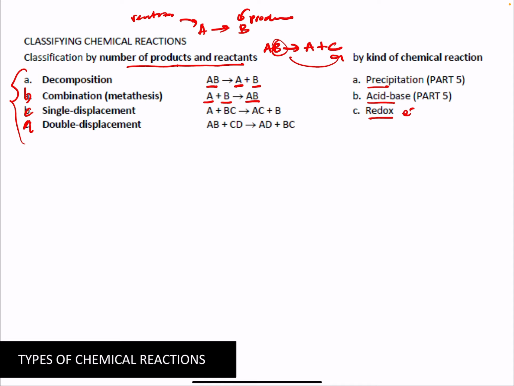Single displacement, sometimes people say single replacement. I have something and a compound, right? A single element and a compound. And you can see that they switch partners. So B was paired with C. Now A is paired with C and B is alone, right? They're displacing each other. And then double displacement means you have two compounds and they both change partners, right?